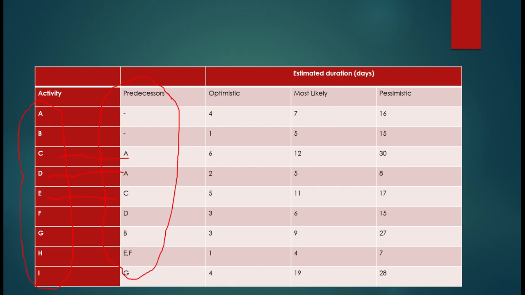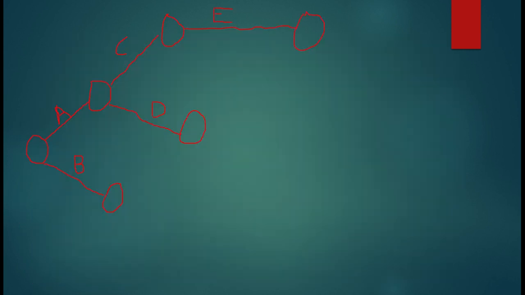Next, see, next is F. F's preceding activity is D. So where D will end, we will start F. So here we can start F.